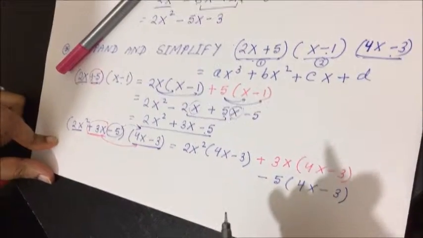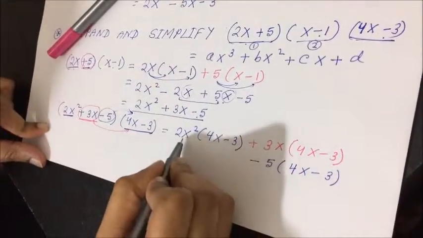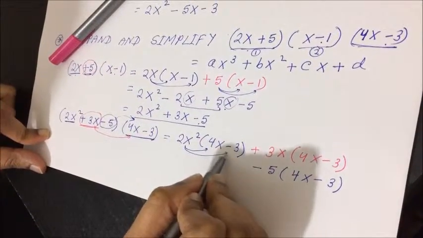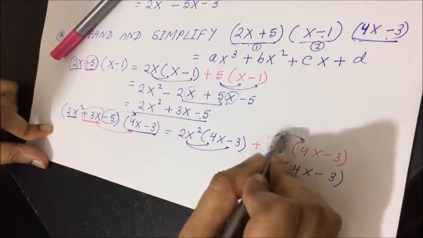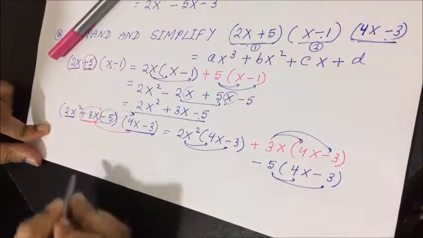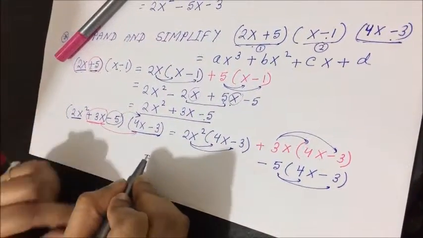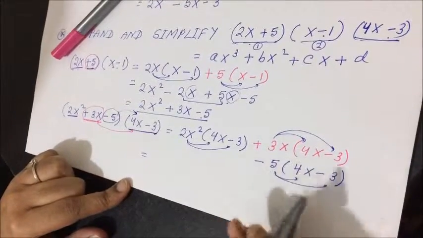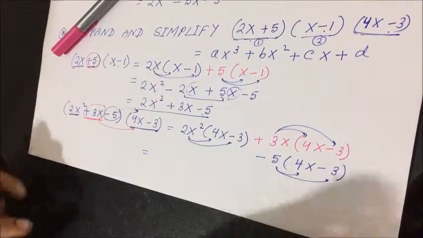That will give me in total 6 terms. The first one gives me 2 terms, the second one will give me another 2 terms, and the third one will give me another 2 terms. Let's write down the terms together. Then I have to collect the like terms, and that will give me my final answer.